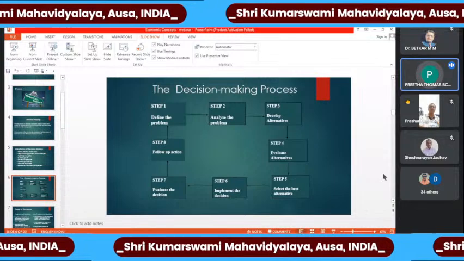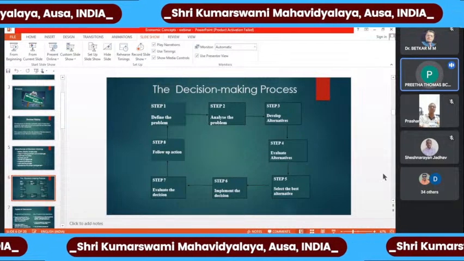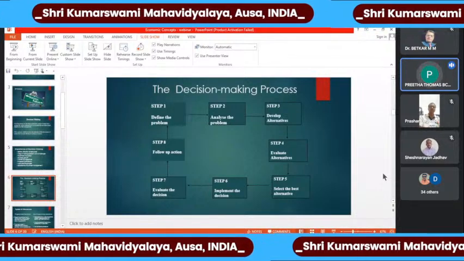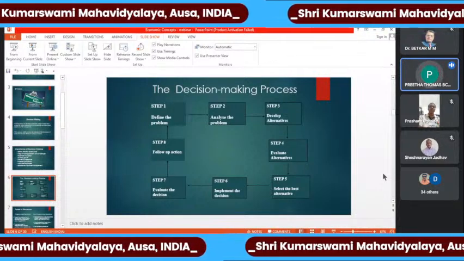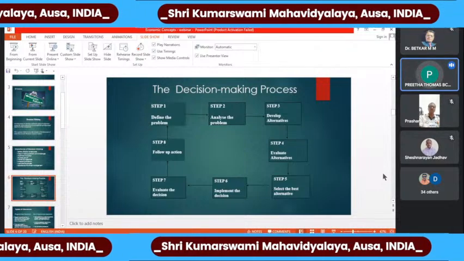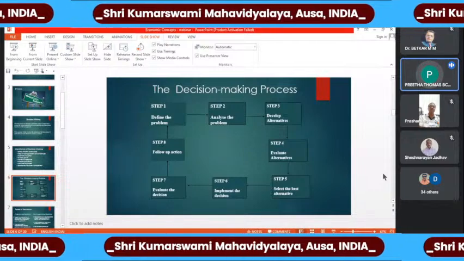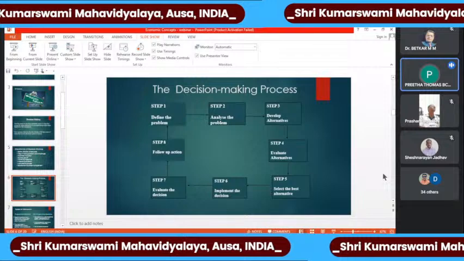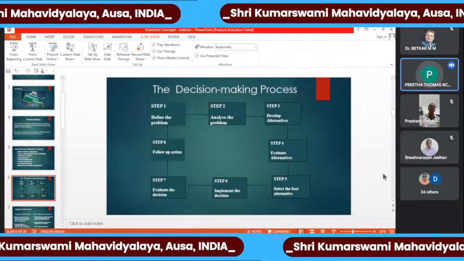This evaluation is again very, very important. Why is this important? Because if a decision is a good one, then next time we are faced with a similar situation, we'll know what we should do. Okay. If the decision is a bad one, next time we are faced with a similar situation, we'll know what not to do. Right. So evaluating the decision is very, very important.